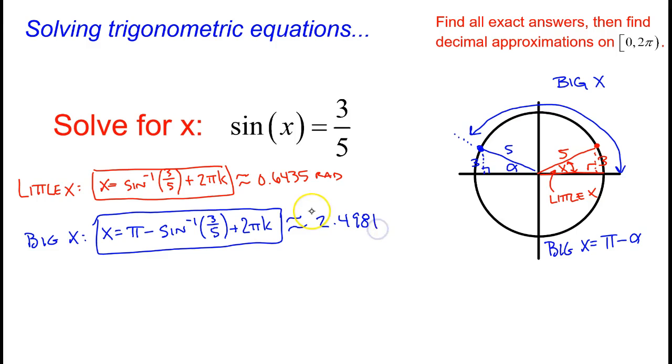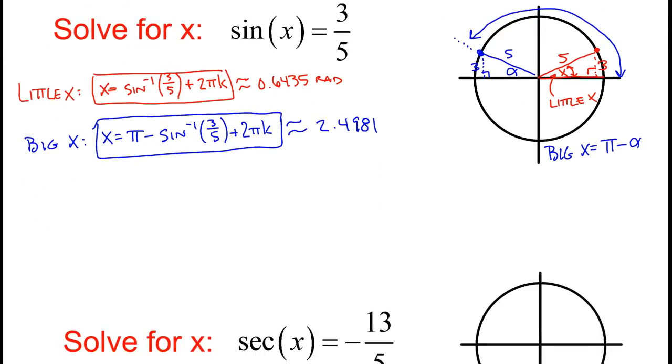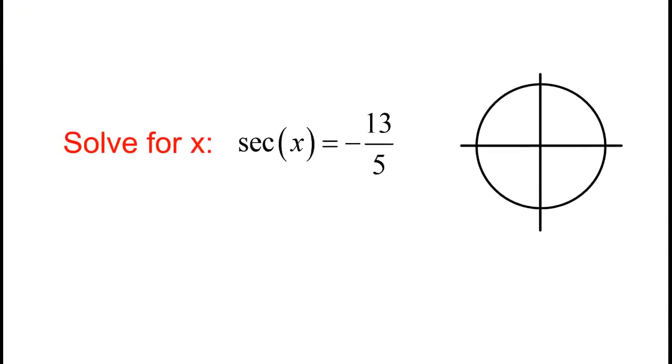2.4981. And let's just make sure both of those fall on the interval from 0 to 2 pi. Well, they sure do, because this is bigger than 0 but less than 2 pi. So is this one. All right, folks, that's it for this example. There are a couple more just very similar to it.